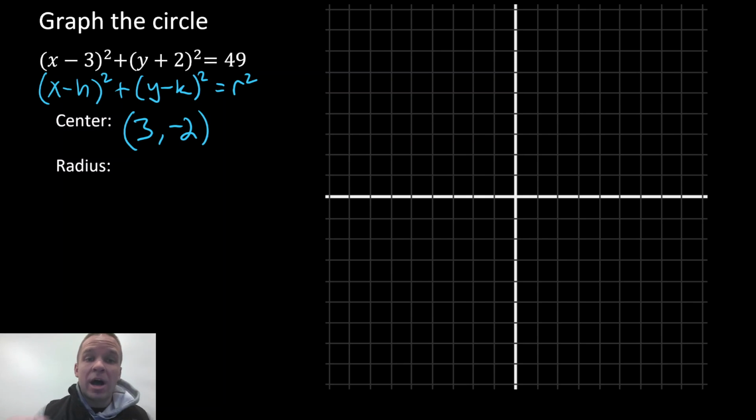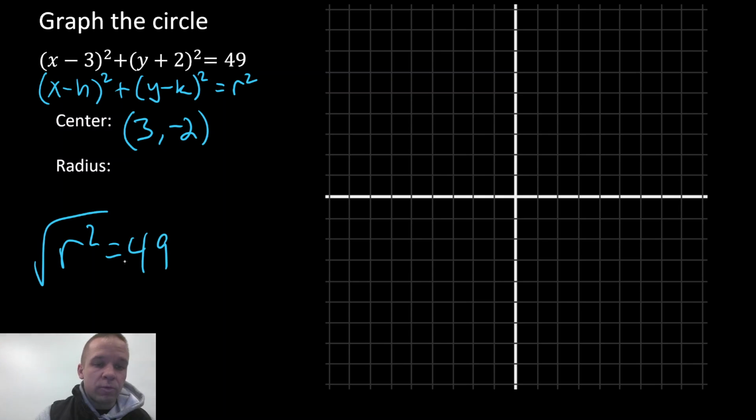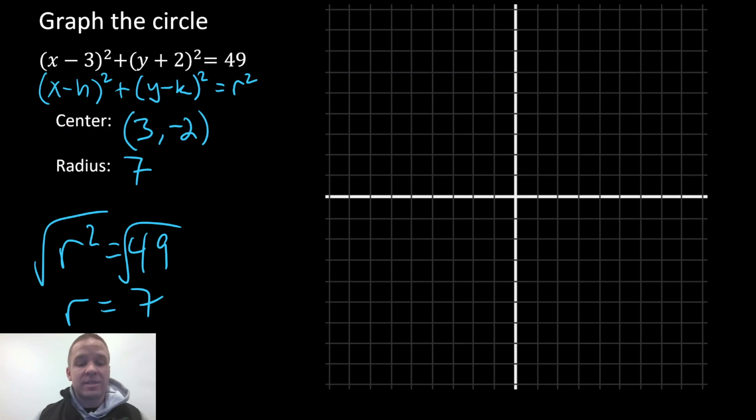My radius now, how am I going to get that? Well, if r squared is 49 and I square root on both sides, I'm going to get r equals 7. So my radius is 7. So to graph something like this, we're going to start with our center. We're going to have (3, −2), which would be right down here.